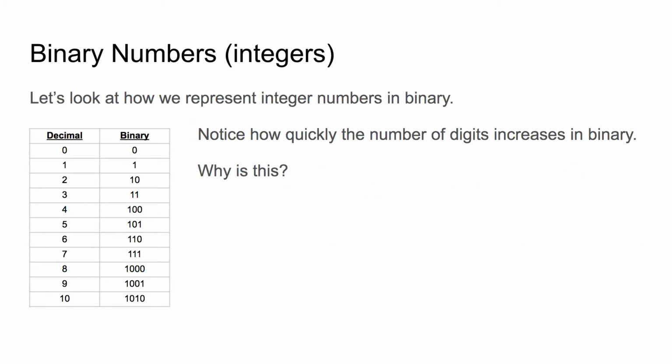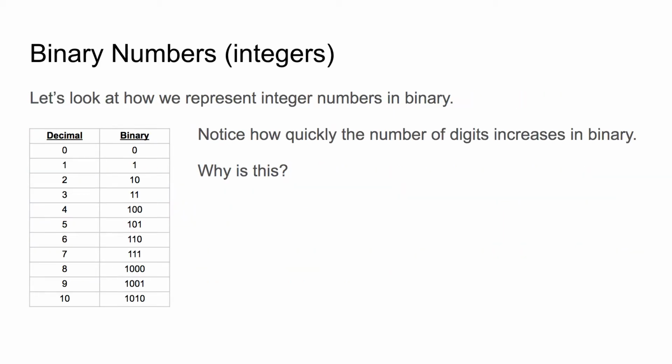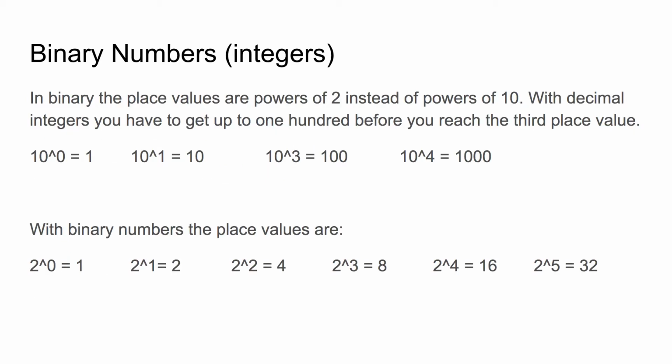But with binary numbers, we're representing with numbers that are base 2. So we have 2 to the 0, 2 to the 1, 2 to the second, 2 to the third, 2 to the fourth, 2 to the fifth. So our place values are 1, 2, 4, 8, 16, 32, right?